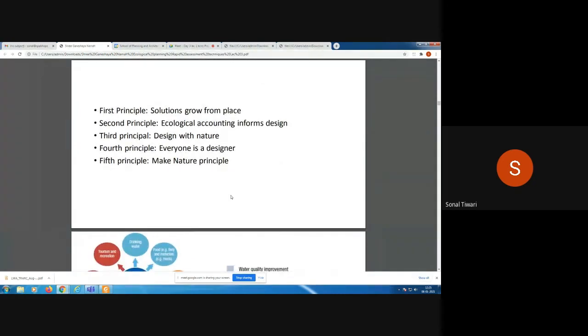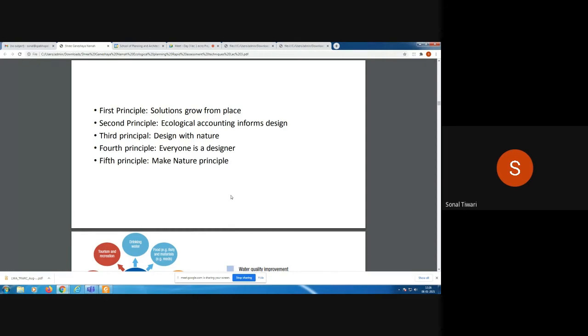Okay, so the five principles for ecological design, as shared by most researchers: the first is that solutions grow from place. One needs to understand the local behavior of the water body and how people have responded traditionally, to derive a more logical contemporary solution. Second principle is that ecological accounting informs design. The lesser we get things from outside, or the lesser the footprint, the better the design. Third principle says design with nature, which means understanding the patterns of our site and creating in tandem with that. And the fourth principle says incorporate everybody as a stakeholder and make it participatory in the design process.